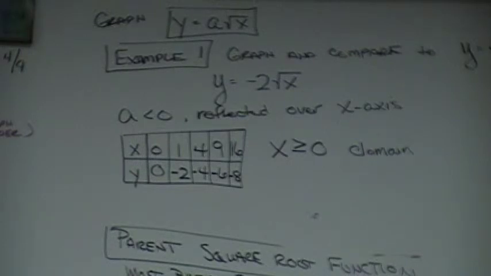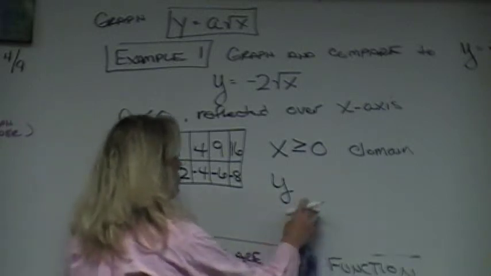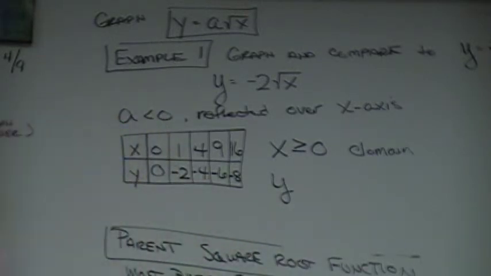Now, what are we missing, though, before we go ahead and graph our curve? We're missing our range, aren't we? So we need to identify our range. So everybody put y here. Okay? Now tell me what's happening to the numbers in y. Are they getting bigger or are they getting smaller?